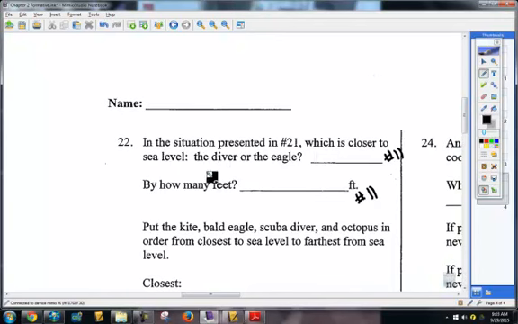In the situation presented in 21, which is closer to sea level, the diver or the eagle?